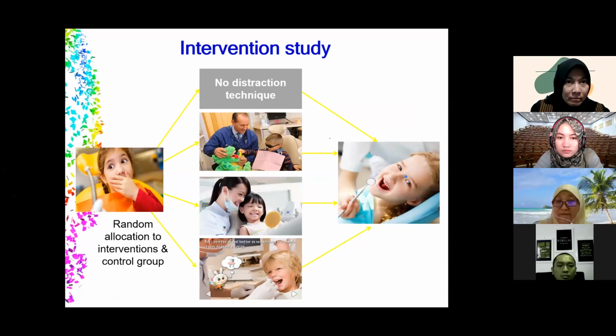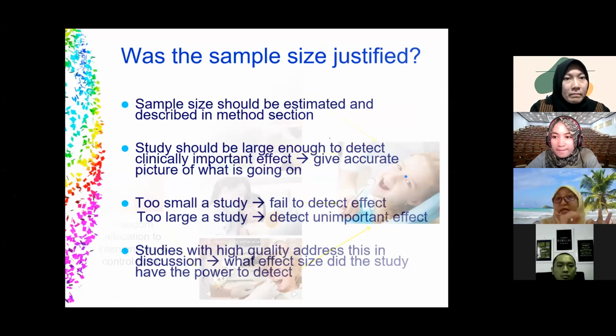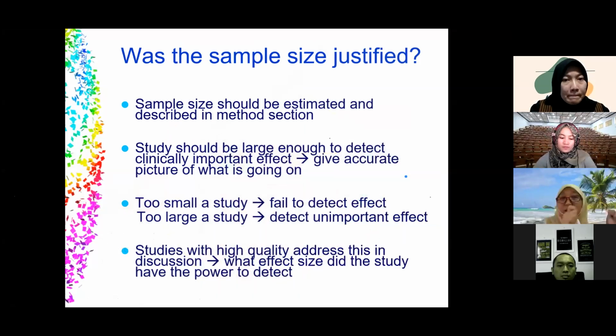Now, okay, fine. So we finish. Aim must be clear. Study design must be appropriate to achieve the objective. Next one, when you read a paper, you have to find, did they actually look at the sample size? Was the sample size justified? Sample size ni penting ya untuk di estimate and should be described in method section.